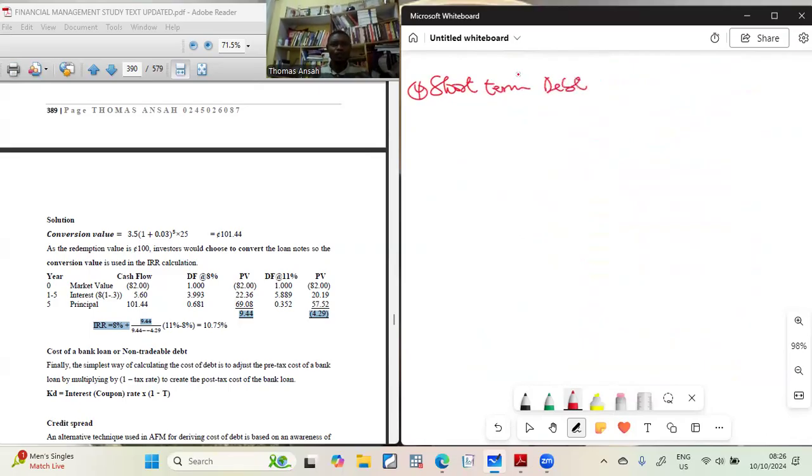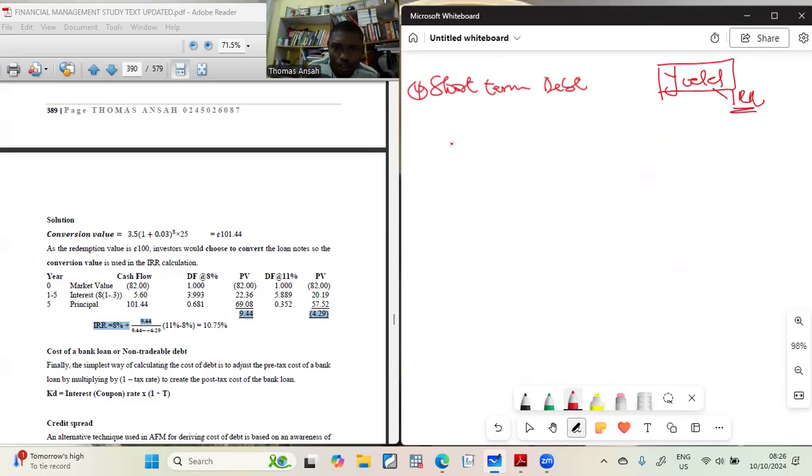Now, all these cost of debt calculations that we are doing are also called yield. So if a question asks you to calculate the yield, you are basically doing your cost of debt and your IRR, all those things. They are called yield. So take note of that. Don't be moved by anything.